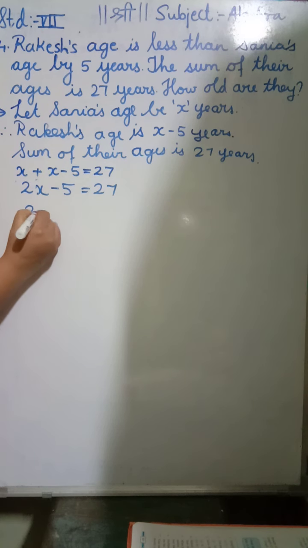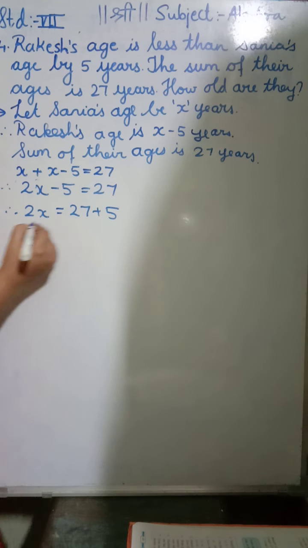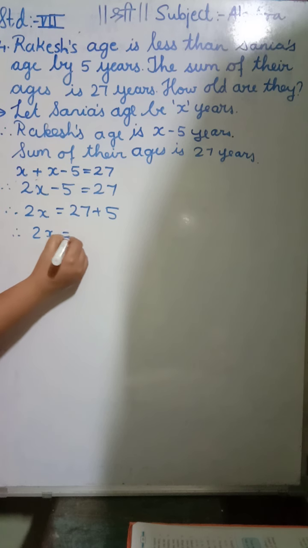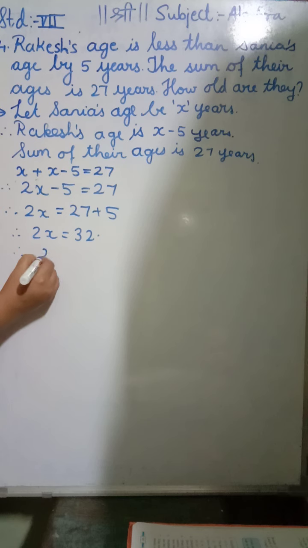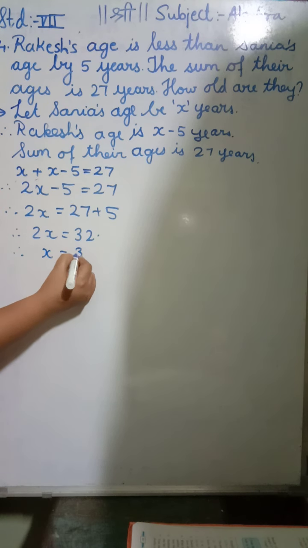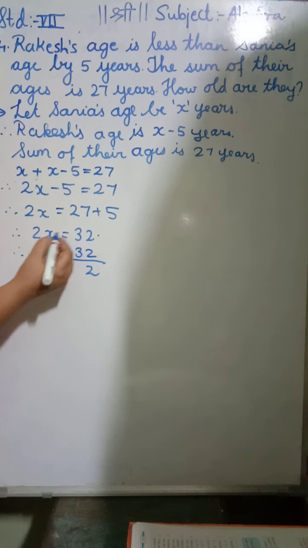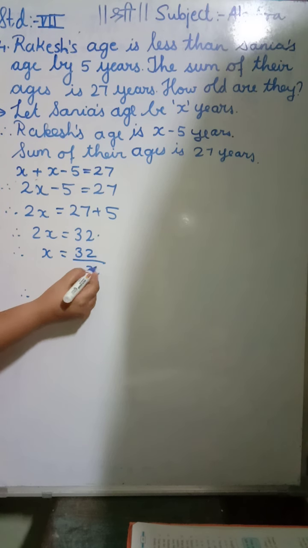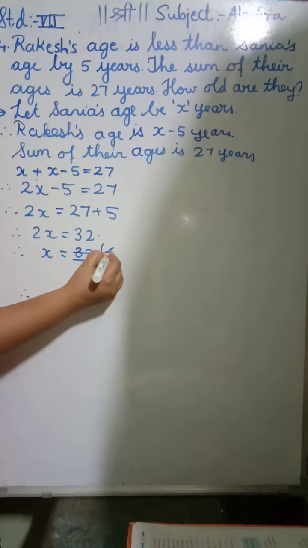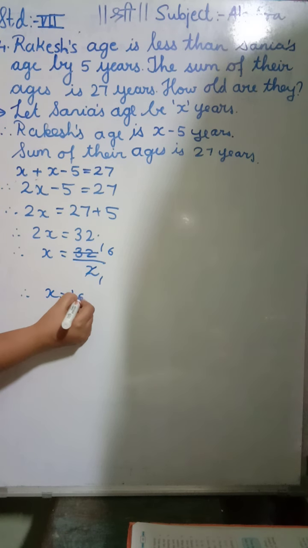Now 2x keep here and minus 5 take other side. So it will be 27 plus 5. Therefore 2x is equals to 32. Therefore x keep alone, multiplied by 2, take other side, it will become divide by 2. Both will come in 2's table, because they have 2 at units place. 2 ones are 2, and 2 sixteens are 32. Therefore x is equals to 16.